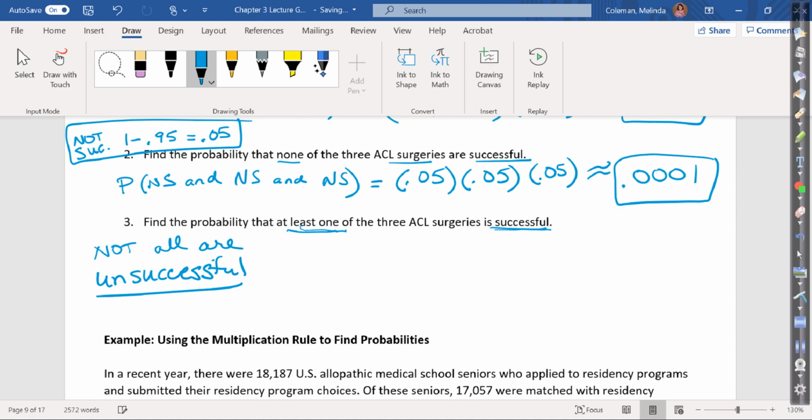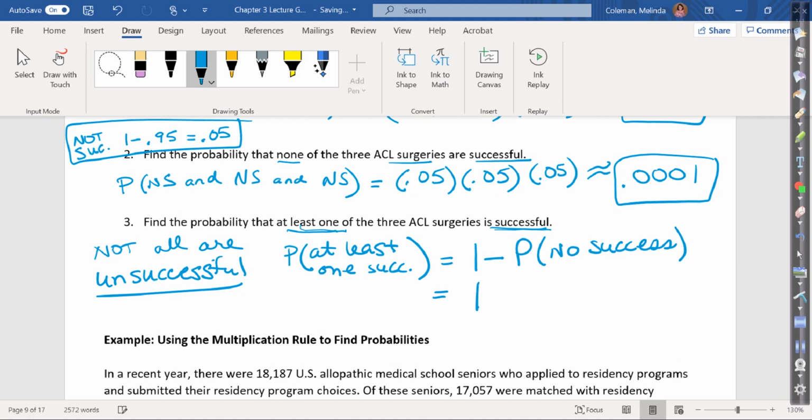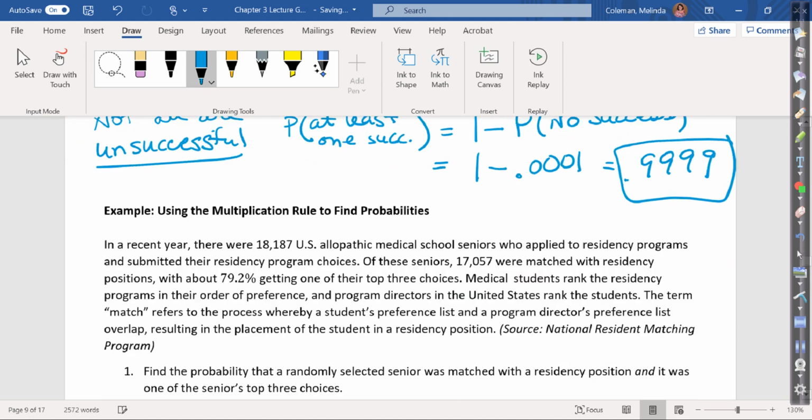So the probability of at least one success is 1 minus the probability of no success, which is equal to 1 minus 0.0001, which is equal to 0.9999. So the probability that at least one of them is successful out of the 3 is very high.